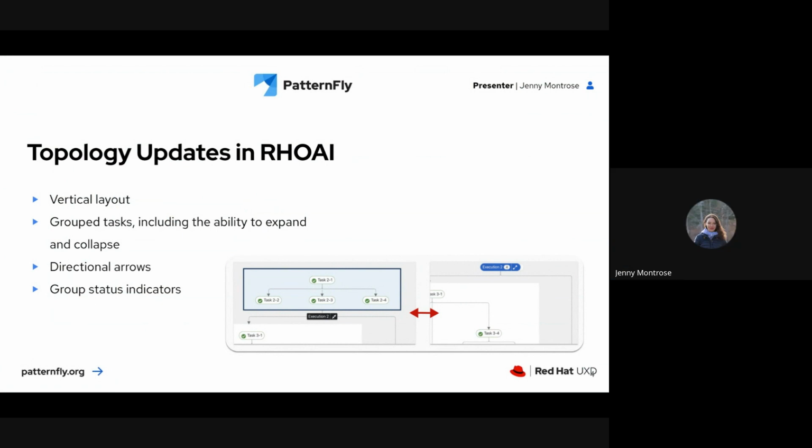If you were at the last community meeting, then you might remember Andrew mentioning some of these cool topology updates that recently went into Patternfly. Those updates included a new vertical layout, group tasks, which you see here below, including the ability to expand and collapse and also select groups like you see in that image there. Also directional arrows to indicate the workflows and group status indicators. So in the image here, you see what that looks like in Patternfly, but now the exciting part is getting to see that in the wild. So I'm going to share my screen so you guys can see what that looks like in Row AI.